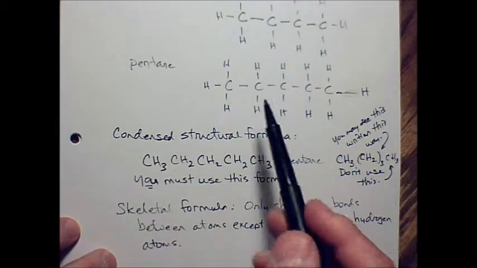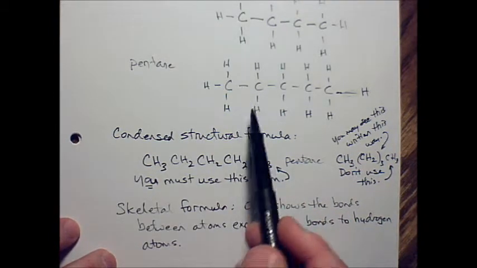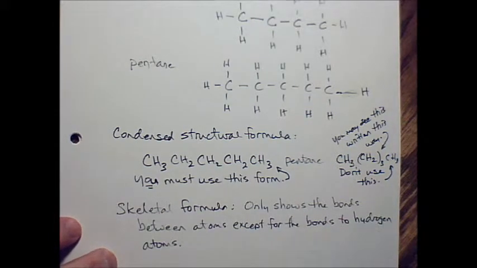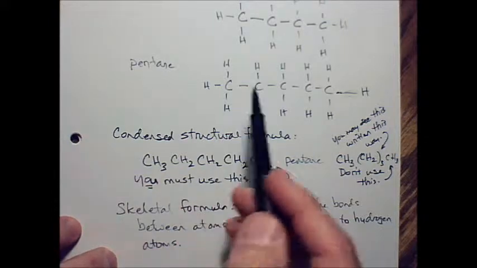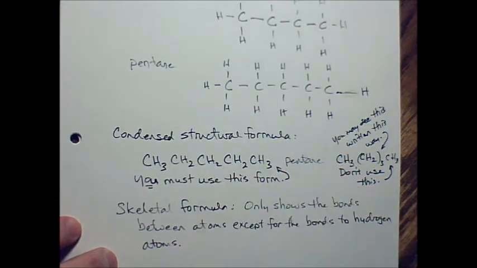So how many bonds are there? Look up here at pentane and count the number of bonds that exist between all atoms except for those bonds to hydrogen. He says 4. Does anybody disagree? Do it for yourself. Just the bonds between atoms except for the bonds to hydrogen. 4 bonds. There's 1 here, 1 here, 1 here, and 1 here. So all we're going to do is draw those bonds.